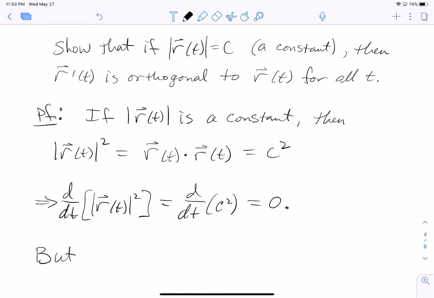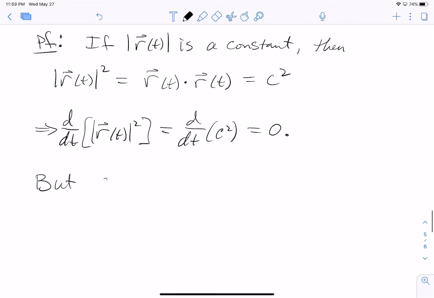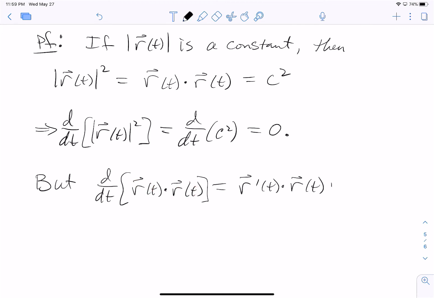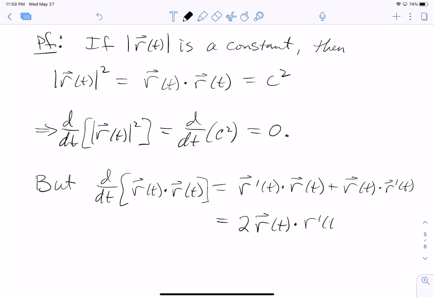But if we look at it from the dot product perspective, the derivative with respect to t of r of t dot r of t is going to use the product rule. And so r prime of t dot r of t plus r of t dot r prime of t. Since the dot product is commutative, this is actually 2 of the same thing. So this is equal to 2 times r of t dot r prime of t.